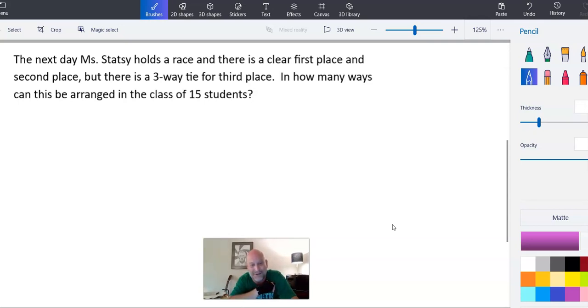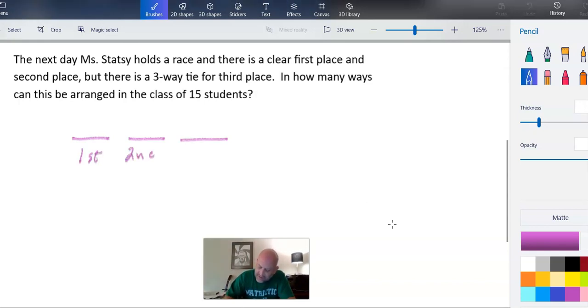Actually, before we even start, go ahead and pause here and see if you can work it out first. Okay, so now that you've taken a stab at it, I look at it this way. I'll probably take more than one view of this. I can look at the number of choices for first place, the number of choices for second place, and the number of ways that I can have a 3-way tie between the students that are left. So this is first, second, and 3-way tie.